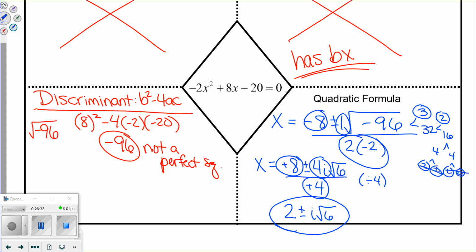Different way. You erased it. Oh, you took out a GCF first. Yep, still works. But you don't have to. But yes, it does work if you do. Yeah, Ben.